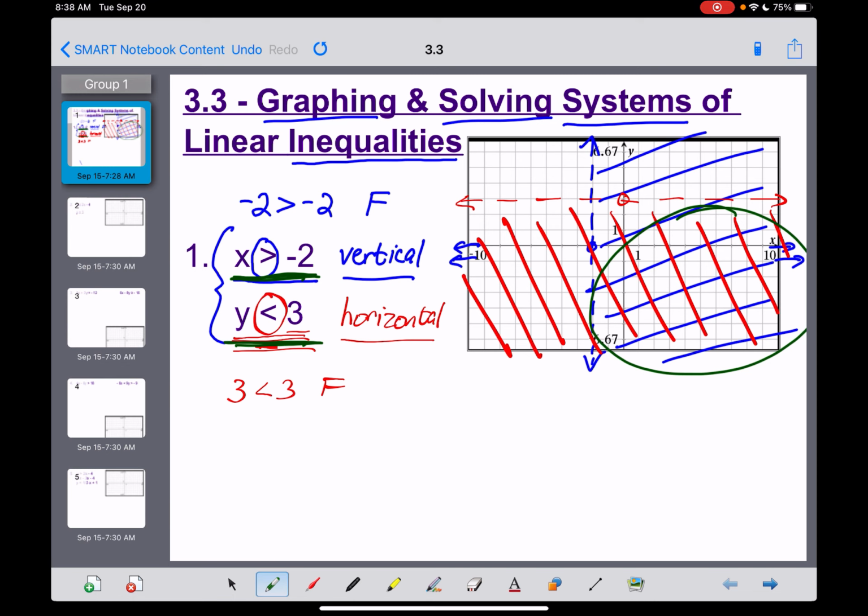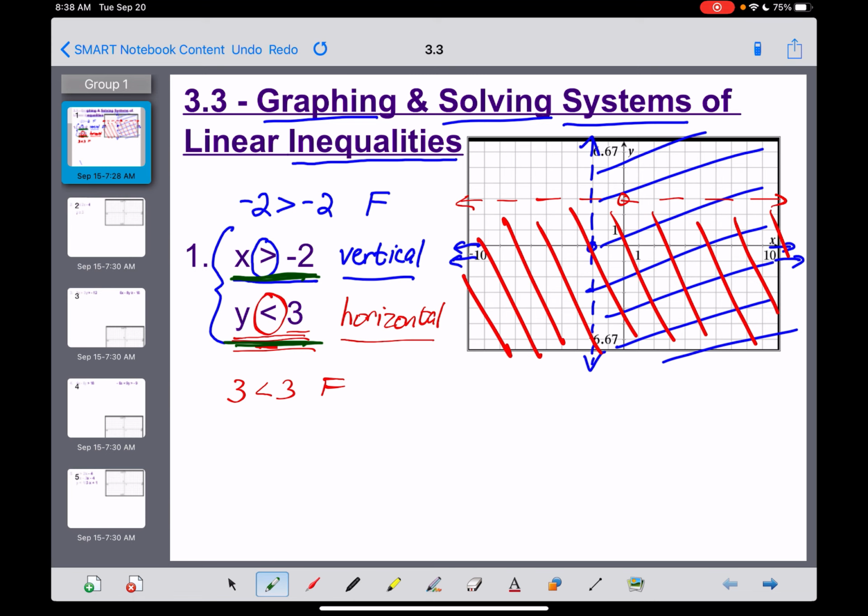Now there are three other regions. These points up here satisfy the first statement, but not the second. That's why they're shaded just in blue. These points over here satisfy the second statement, but not the first. That's why they're only shaded in red. And these points up here don't work for either of the two statements. So in terms of how you actually answer a problem like this, really the graph is your answer. When we got it to this point, that's really where we stop.